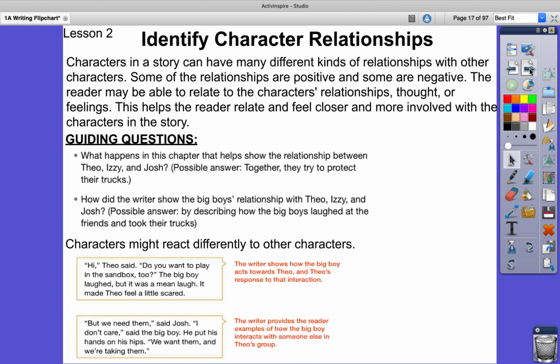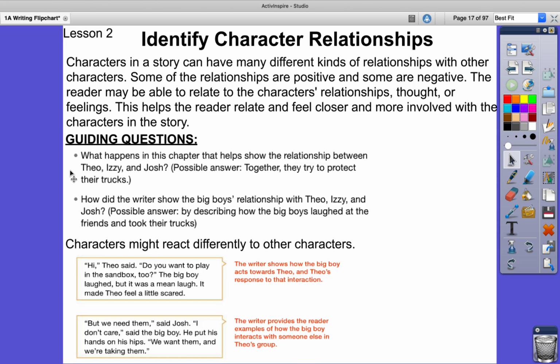Identify character relationships. Characters in a story can have many different kinds of relationships with other characters. Some of the relationships are positive, which means that they're good, and some are negative, which means they're bad. The reader may be able to relate to the character's relationships, thoughts, or feelings. This helps the reader relate and feel closer and more involved with the characters in the story. Let's look at some guiding questions to help us.